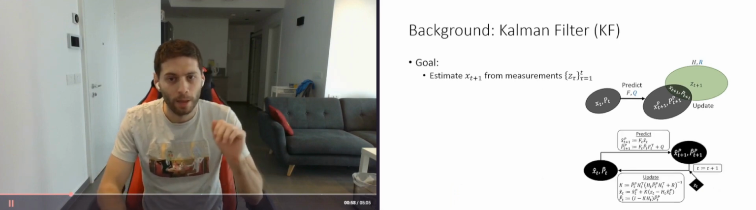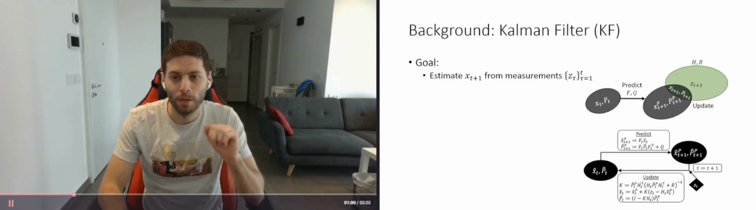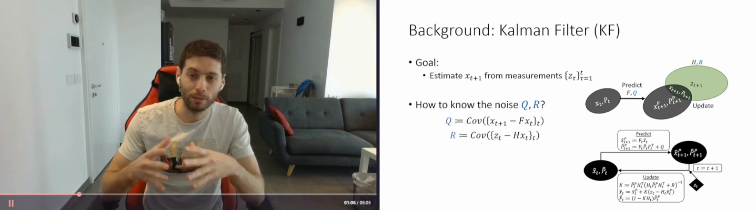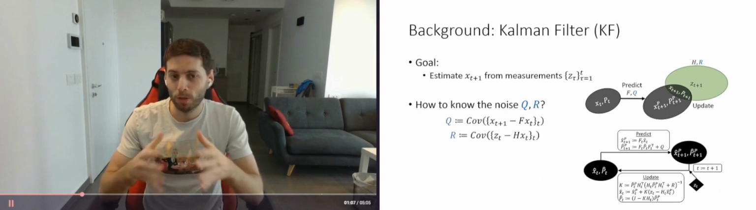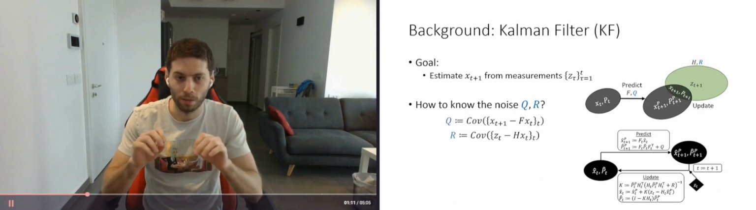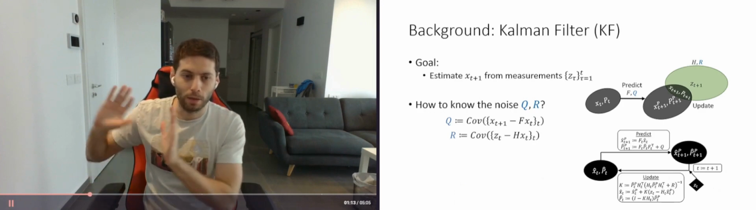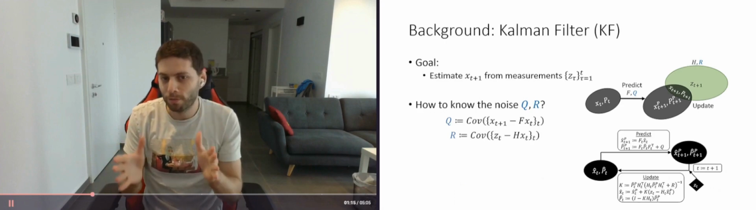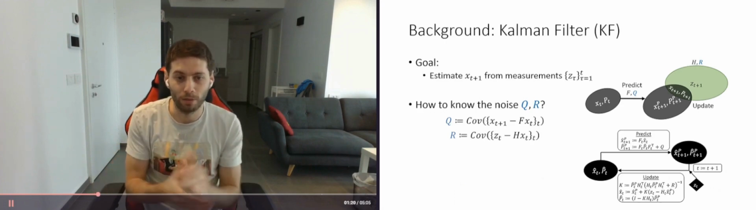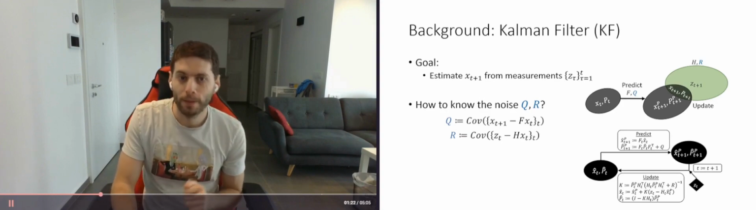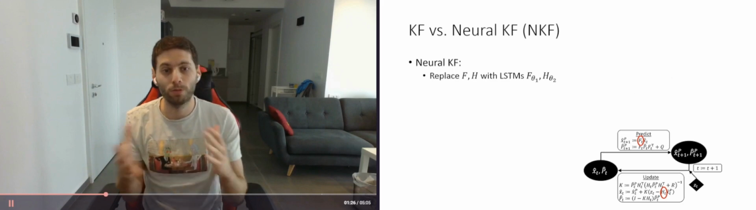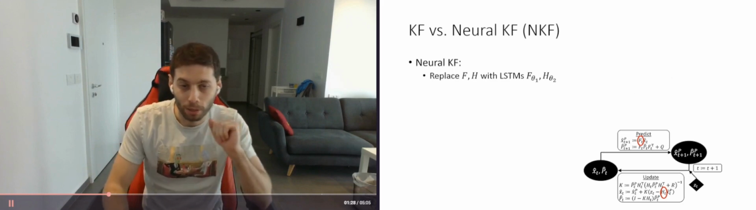Now, to use the Kalman filter, we must set the parameters Q and R that represent the noise of the system. If we don't have the data, that's a whole problem, well studied, and that's a whole other story. But if we do have the data, we can simply calculate the noise as the covariance of the noise in the data. Now, like pretty much everyone else, we wanted to improve the Kalman filter using a neural network.